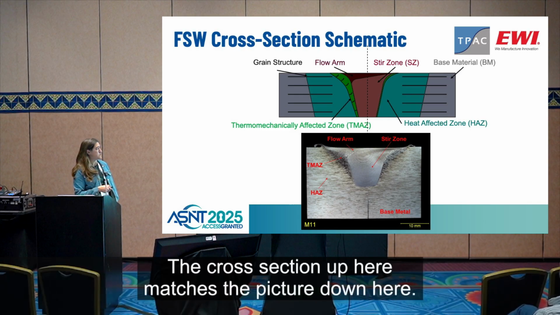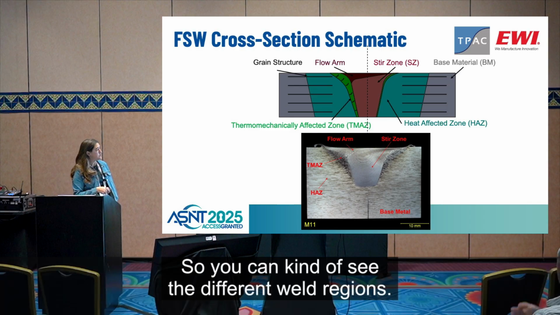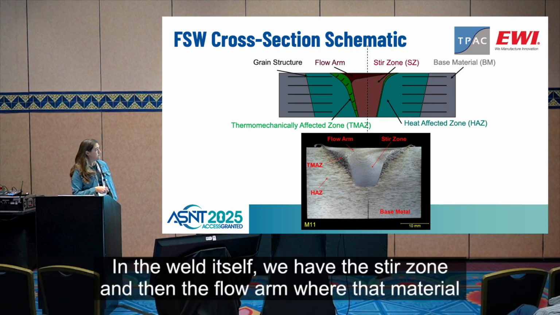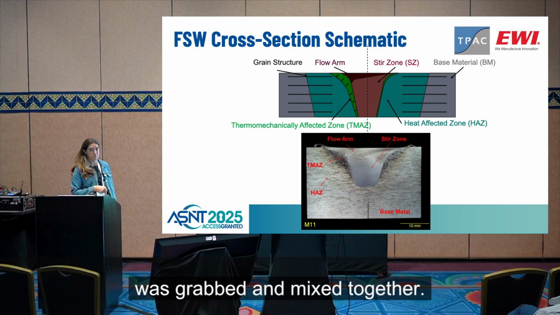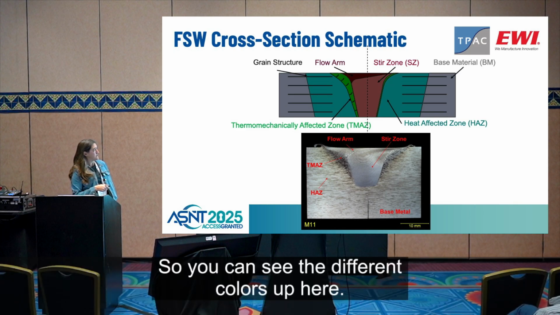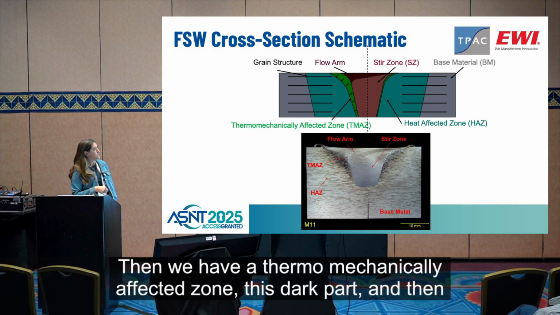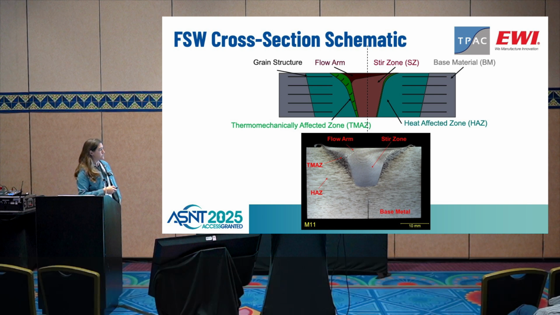The cross-section up here matches the picture down here, so you can see the different weld regions. In the weld itself, we have the stir zone and then the flow arm, where that material was grabbed and mixed together. You can see the different colors up here. Then we have a thermomechanically affected zone, this dark part, and then our heat affected zone.